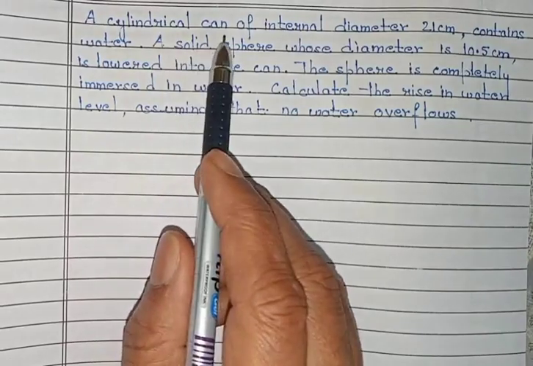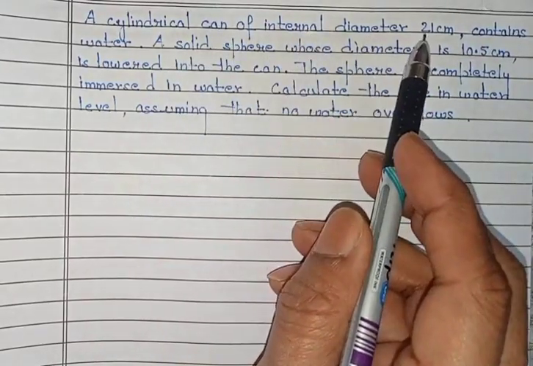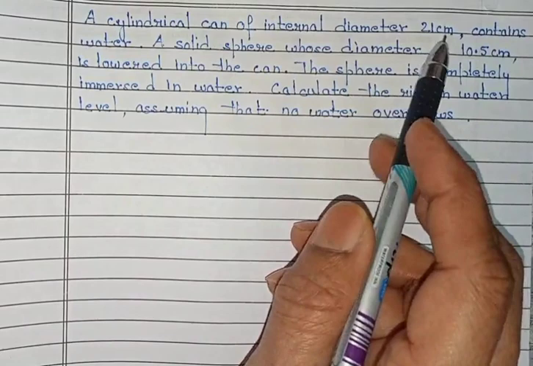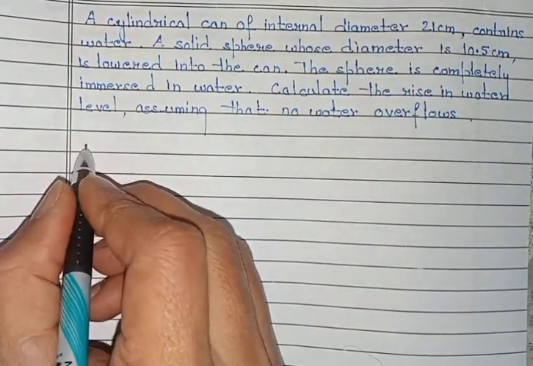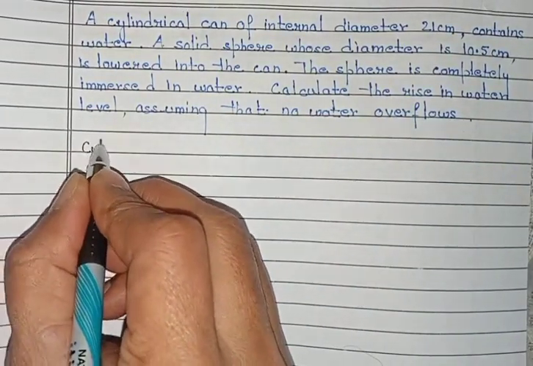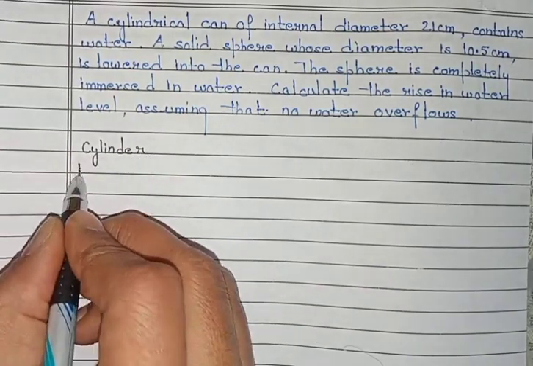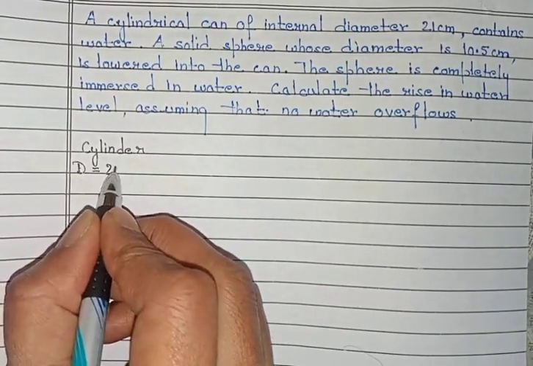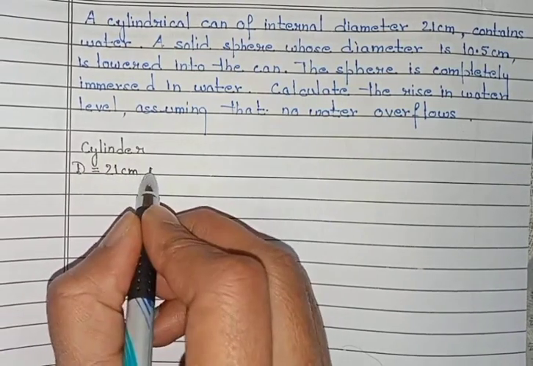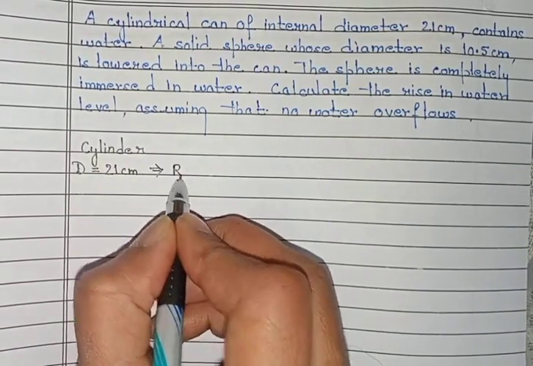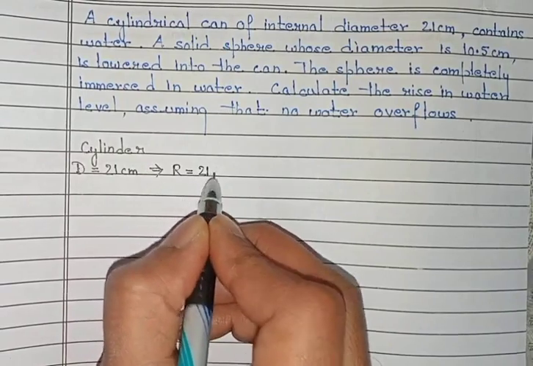A cylindrical can of internal diameter 21 centimeter. So they have given you for cylinder, diameter is given, 21 centimeter. So from here we can get a radius, 21 upon 2.